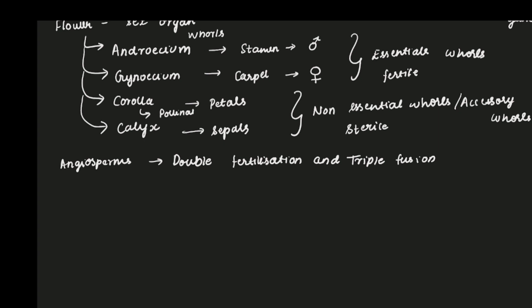And calyx and corolla. Corolla is something that helps during pollination because it attracts pollinators, whereas calyx protects the flower in bud stage. So I'm sure we've known about all this.